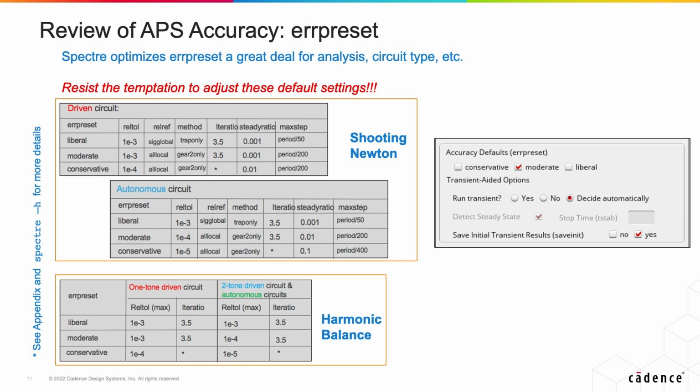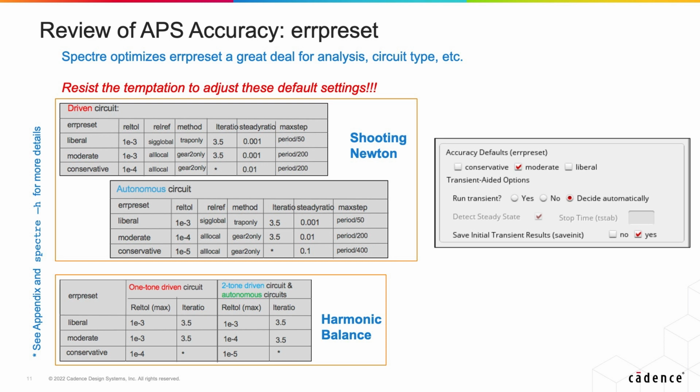What is the rel ref? What is the integration method? LT ratio, steady ratio, max step. All of these make up each of these buckets. This is for driven circuits, this is for autonomous circuits, and so on. So when you choose an accuracy default of conservative, moderate, or liberal, this is basically what we use.